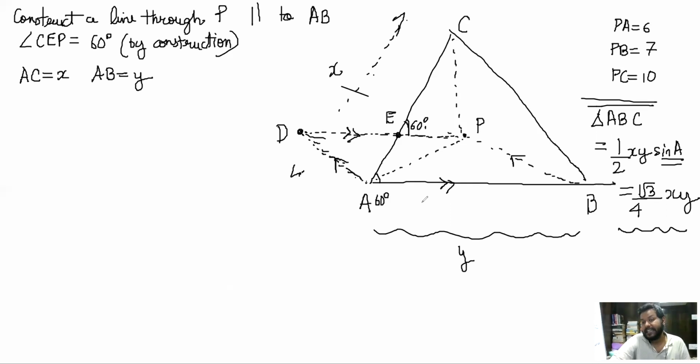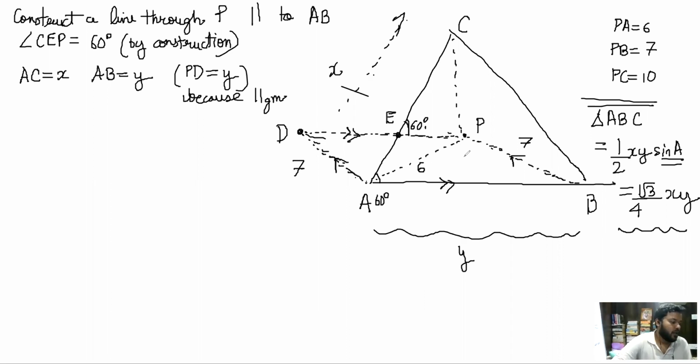Notice that if AB is Y, then what is the length of PD? PD is the opposite side in a parallelogram. So PD is also Y, because it is a parallelogram, right? Great. PD is Y, and PB we already know, that was given in the question. PB was 7. So what is AD? AD is also 7, because it is also the opposite side of a parallelogram. Great. PA also we know, so one diagonal we already know. PA is 6.